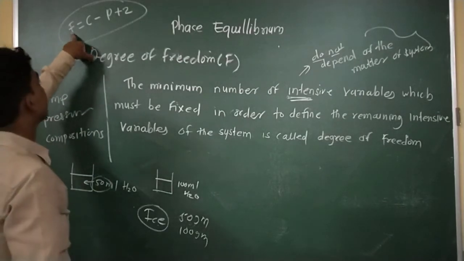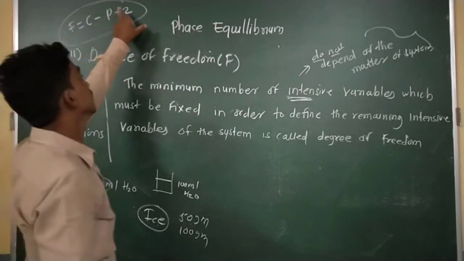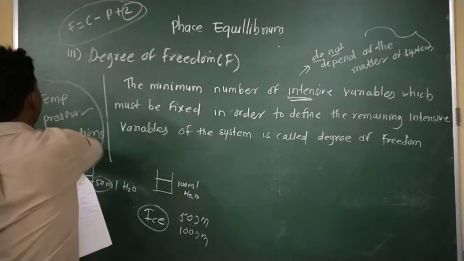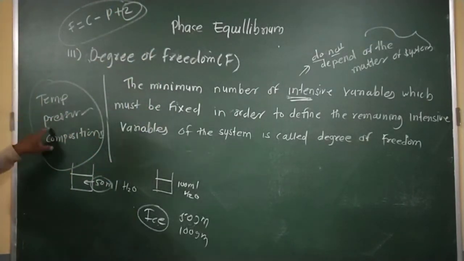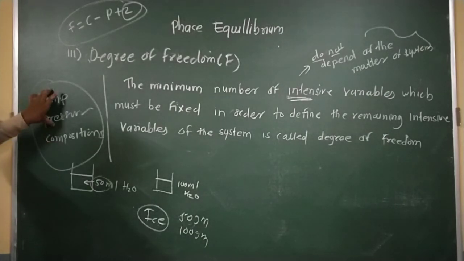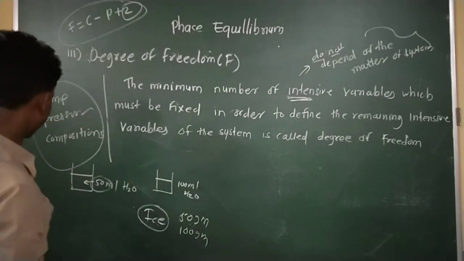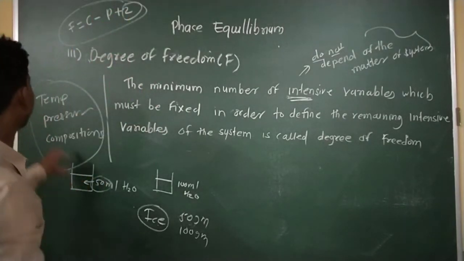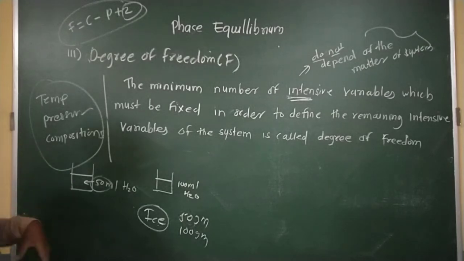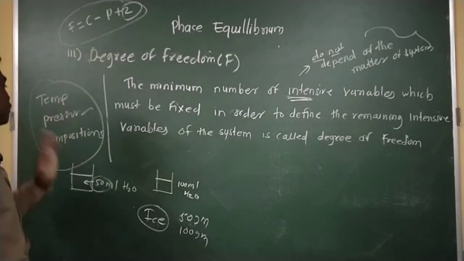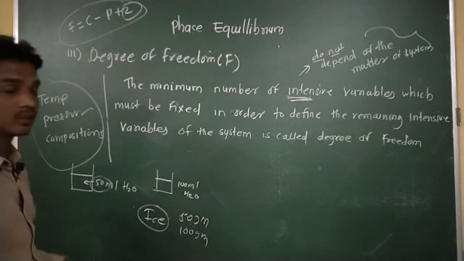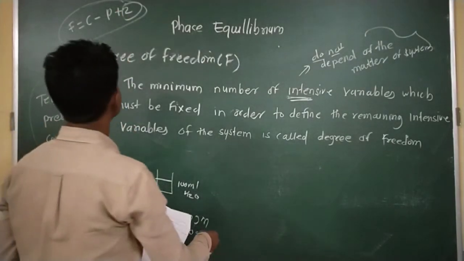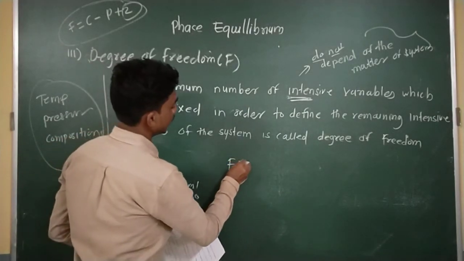So this is F equal to C minus P plus 2. What is the 2 here? It is because of temperature, pressure and composition, any two variables taking this equation. If I take pressure and composition fixed, then I am taking 2; temperature and pressure, then also 2. So all these things are related to phase equilibrium and the phase rule.